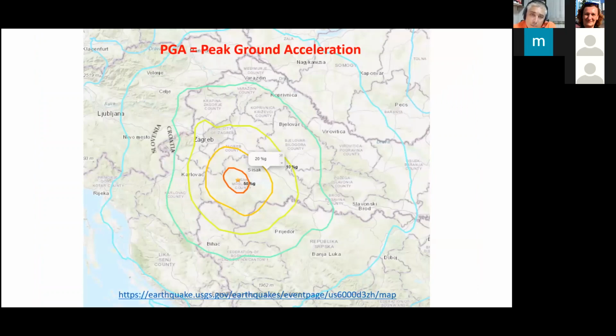If we look at the peak ground acceleration map provided by USGS, we can see that the peak acceleration was quite strong, even higher than 50% of g. Strong PGA caused strong shaking, and strong shaking caused damage.